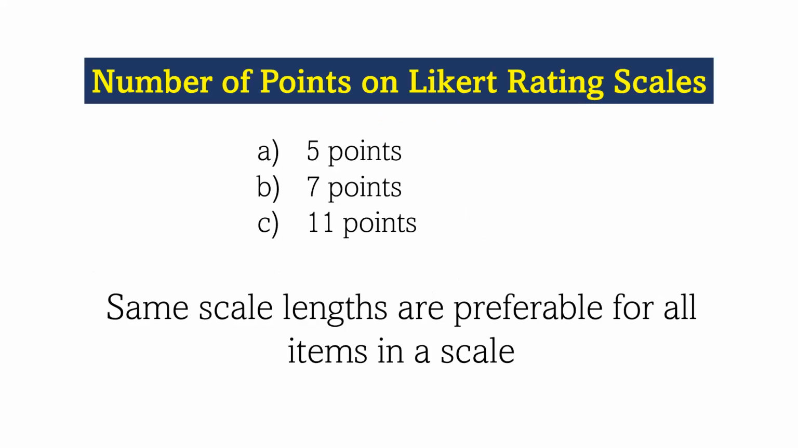Coming to the Likert scale, I have said that it could be a 5-point scale, a 7-point scale, or an 11-point scale. The same scale length is preferable for all items in a scale. That means if you have 20 items in a scale, you will have the same point scale for all the items. You should not have a 5-point scale for a few questions, a 7-point scale for a few, and an 11-point scale for the rest. No, for all the questions you should have the same scale length. Am I making sense to all of you in this context?